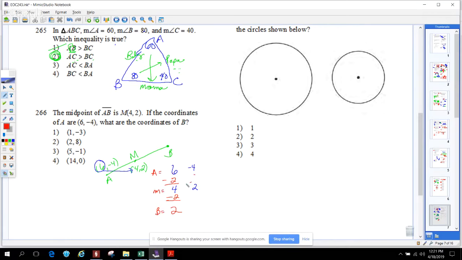If we're at negative 4, how did we get to positive 2? Add 6. So that gives us 2. We add 6 again. That gives us our 8. So it's choice 2.